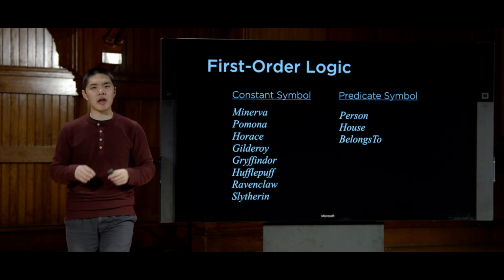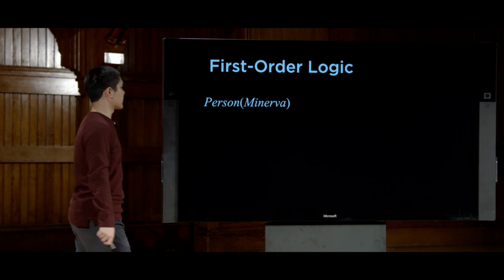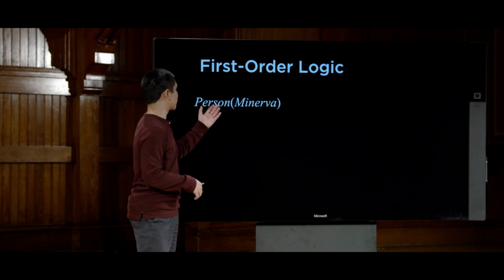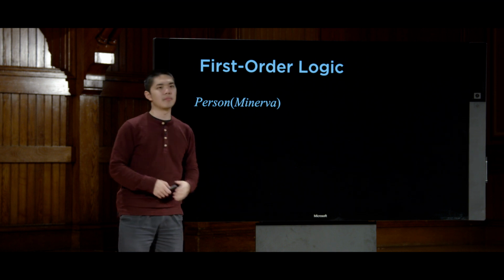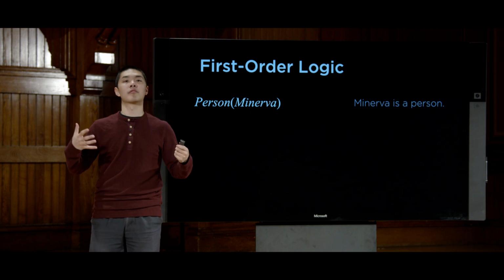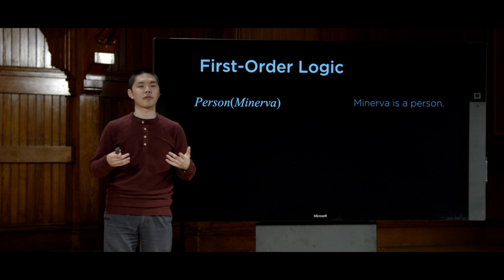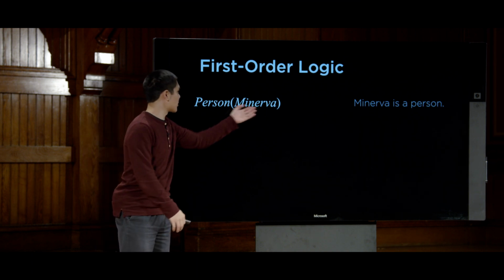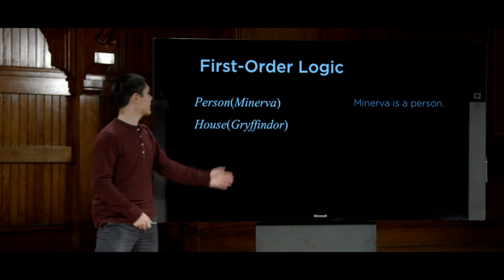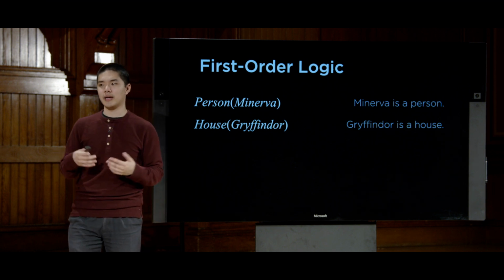So let's take a look at some examples of what a sentence in first order logic might actually look like. A sentence might look something like this. Person(Minerva), with Minerva in parentheses, and person being a predicate symbol, Minerva being a constant symbol. This sentence in first order logic effectively means Minerva is a person, or the person property applies to the Minerva object. So if I want to say something like Minerva is a person, here is how I express that idea using first order logic. Meanwhile, I can say something like House(Gryffindor) to likewise express the idea that Gryffindor is a house. I can do that this way.